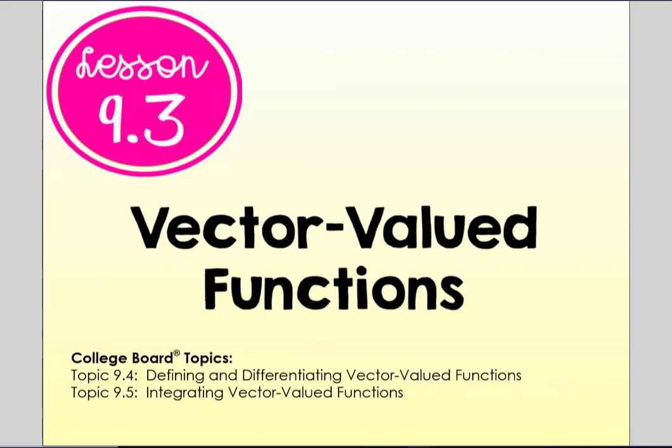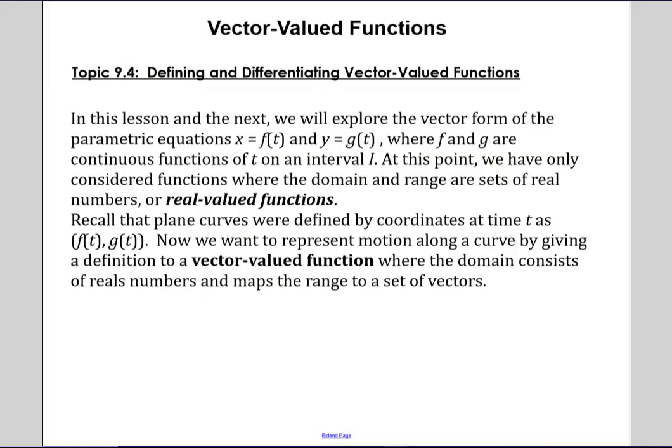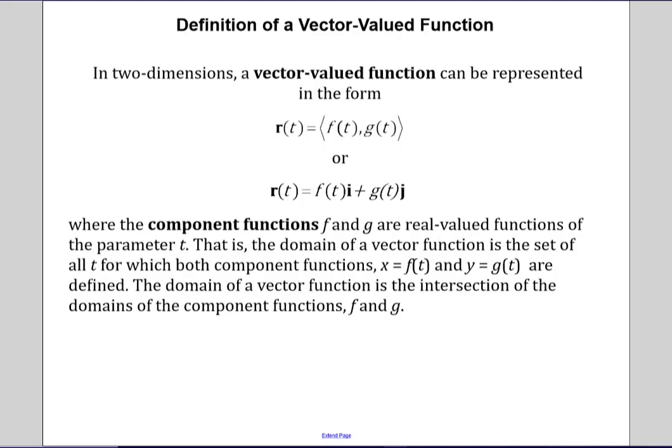This is lesson 3 in unit 9. We're talking about vector valued functions. In this lesson and in the next lesson, we're going to explore parametric equations where x is a function of time and y is a function of time, and they're continuous functions on some given interval. We're going to use both component form and the i and j form to write our vector valued functions.